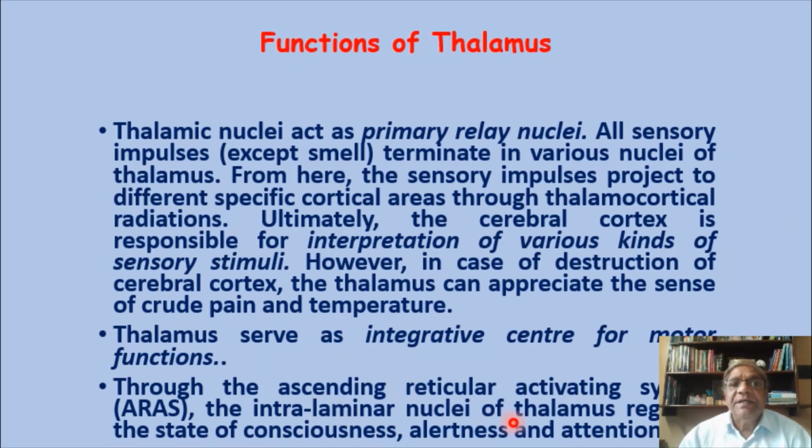Now through the ascending reticular activating system, ARAS, the intralaminar nuclei of the thalamus, and what was the intralaminar nucleus? Centromedian, which was in the lamina of the white matter. The intralaminar nuclei of the thalamus regulate the state of consciousness, alertness and attention, how attentive you are and how alert you are. What is your level of consciousness, whether you are half sleeping or fully awake, all depends on these intralaminar nuclei present in the thalamus.